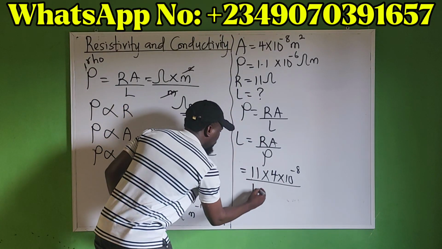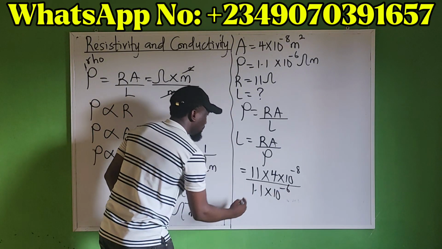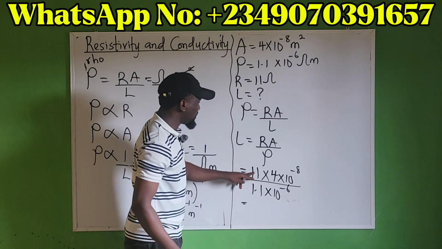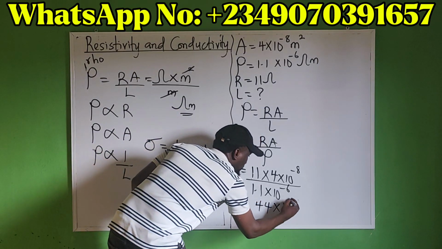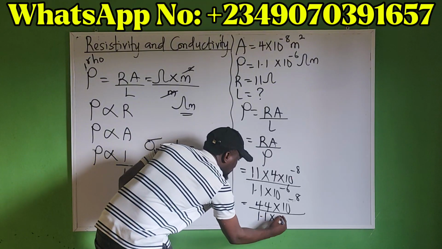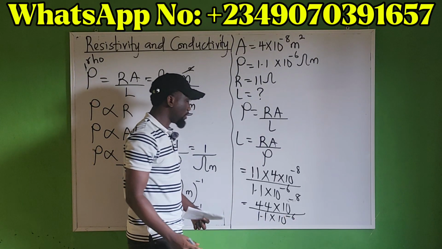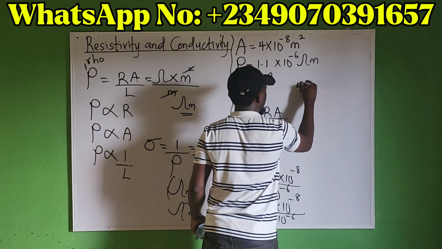Resistivity is 1.1 times 10 raised to power minus 6. So from here now, 11 times 4, that's 44 times 10 raised to power minus 8 divided by 1.1 times 10 raised to power negative 6. So 44 divided by 1.1, that will give us 40.